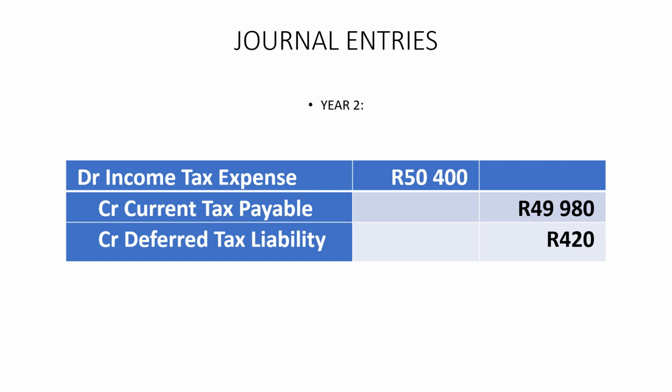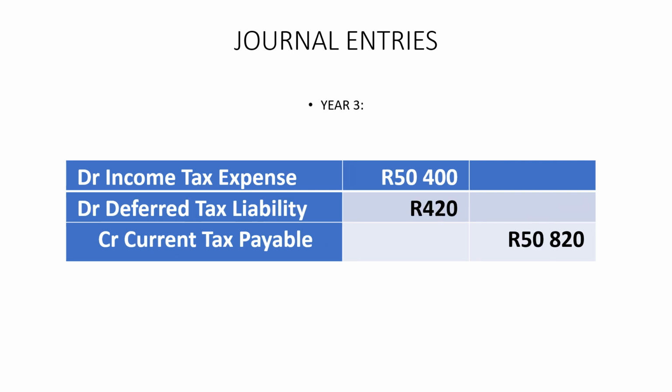Year 2. What happened in year 2? Still, our income tax expense did not change. It's still 50,400. However, the current tax now changed. It became 49,000. Why? Because our taxable profit is going up. And what happened to the deferred tax liability? Deferred tax liability is becoming smaller. Now we're standing at 420.